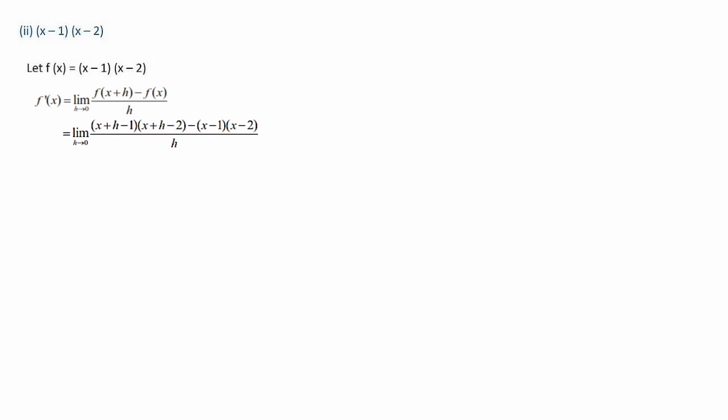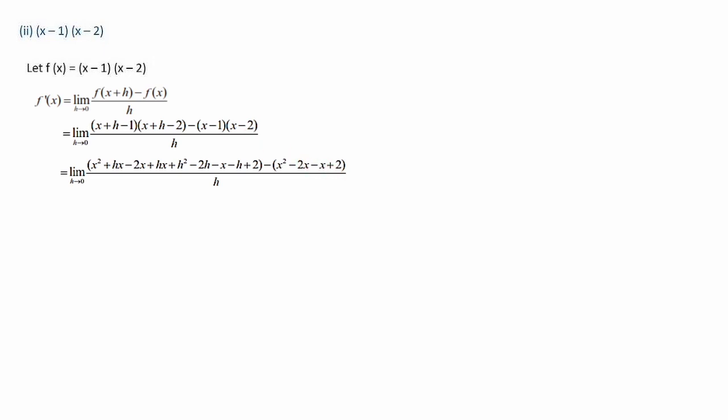Now only calculations are left, that is limit h tends to 0. Here remove the bracket, x into x, that is x square, x into h, that is hx, x into minus 2, that is minus 2x, h into x, that is hx, h into h, that is h square, h into minus 2, that is minus 2h, minus 1 into x, that is minus x, minus 1 into h, that is minus h, minus 1 into minus 2, that is plus 2. Here also we have to remove the bracket, just keeping the outside minus. Then x into x, that is x square, x into minus 2, that is minus 2x, minus 1 into x, that is minus x, then minus into minus, plus 1 into 2 is 2.